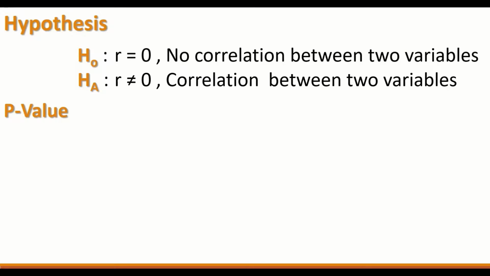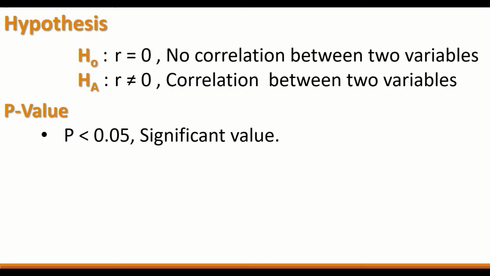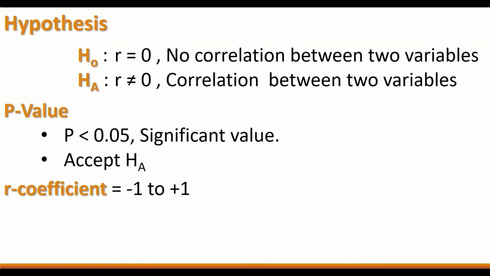Once you perform the test, a p-value is generated. If it is less than 0.05, then that indicates a significant value, and that will lead to accepting the alternative hypothesis. Again, the software will generate a value for the coefficient, which ranges from -1 to +1.